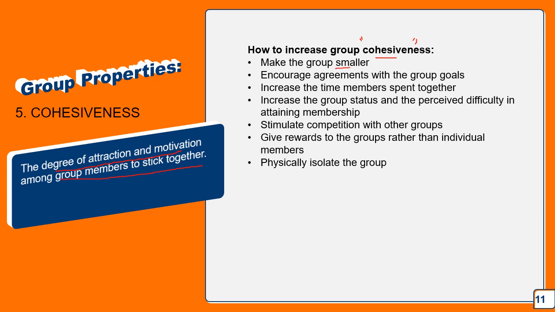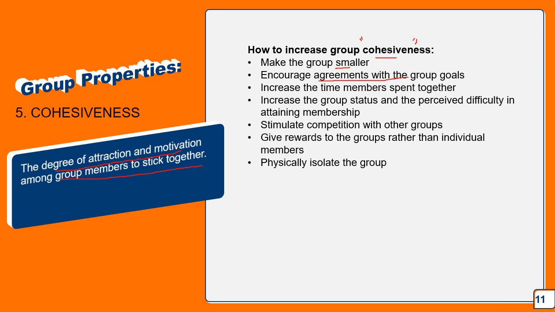First is by making the group smaller. Jadikan group tu group yang kecil. Instead of having 20, 30 or 50 members in one group, try to create a group that has 5 to 6 members or 10 members maximum. So that each and every member knows each other very well and they will be very cohesive to one another or very close to one another.